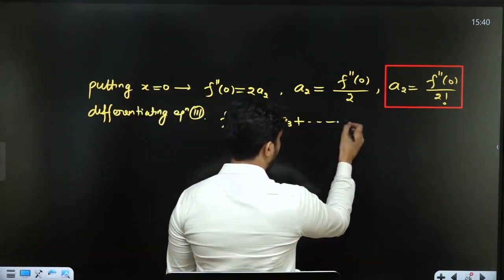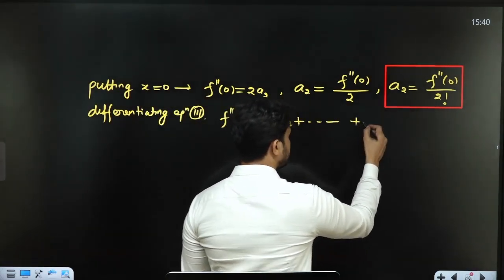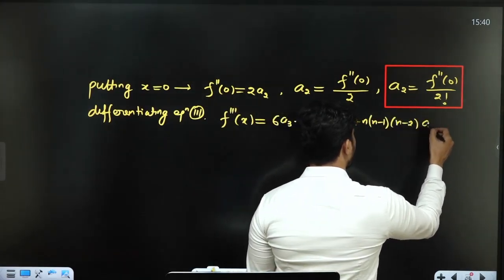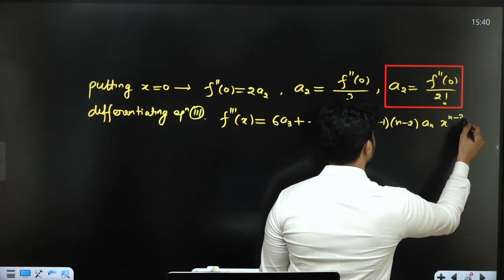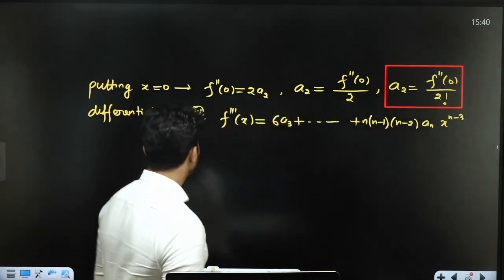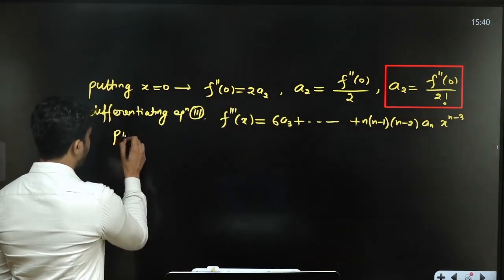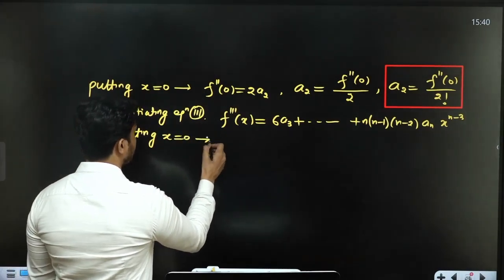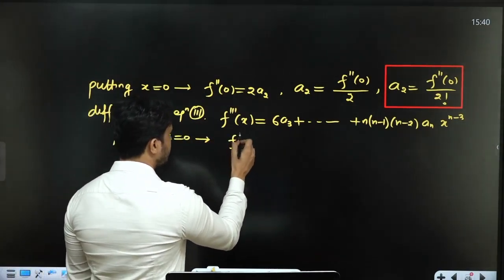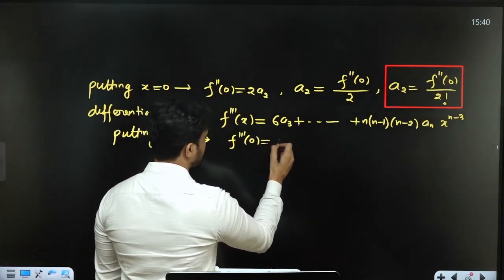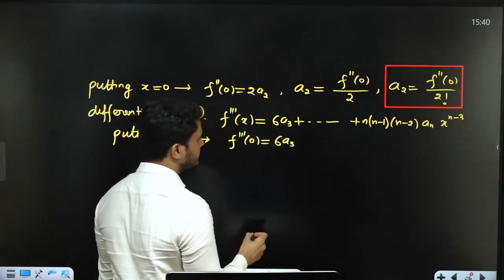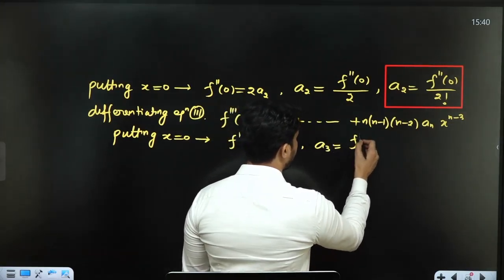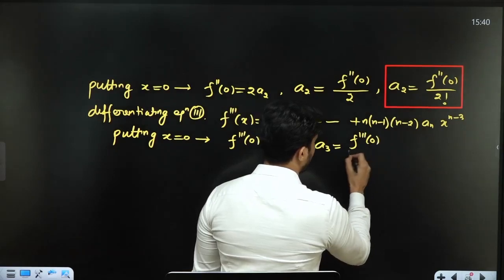and many terms of x, okay, and n minus 1, n minus 2, an x to the power n minus 3, something like that. So after putting x equal to 0 here, you will get f triple dash 0 is equal to 6a3, or a3 is equal to f triple dash 0 upon 6.